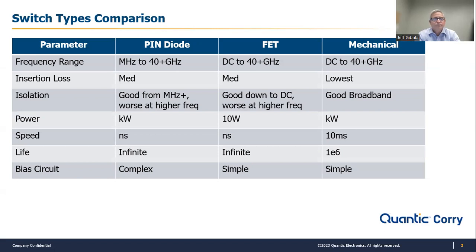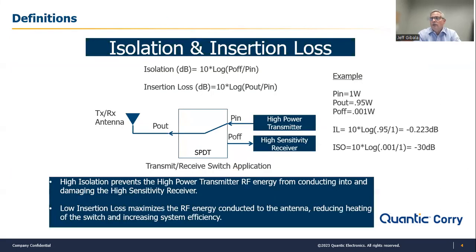Okay. Now, you had also mentioned isolation and insertion loss. Can you explain the differences? Yeah, this slide here defines those terms a little bit. The isolation and insertion loss are two really important characteristics of a switch. And to explain these, I have a little application drawn up here that shows a switch being used to connect a common antenna to two different devices. So if this is a single pole double throw switch, it has a high power transmitter that can be connected up to the antenna through one path through the switch.